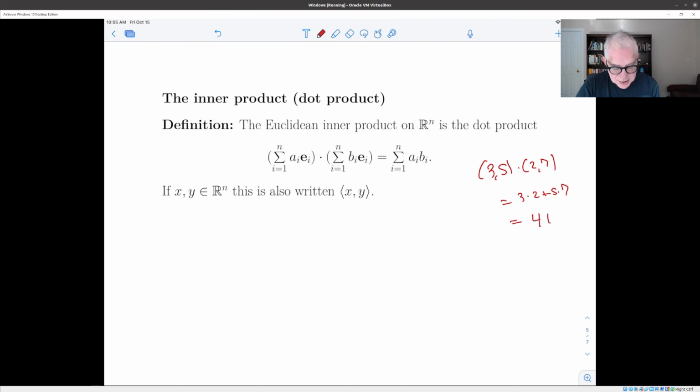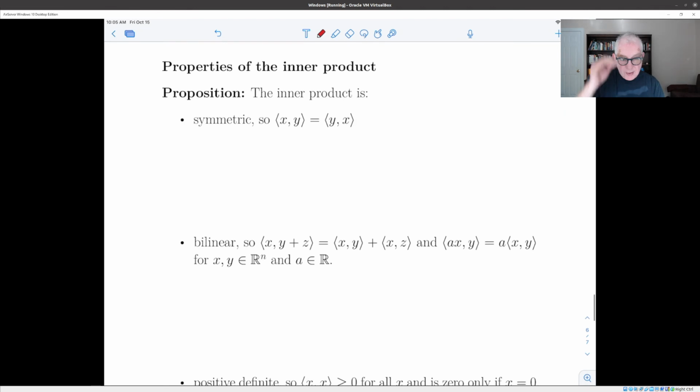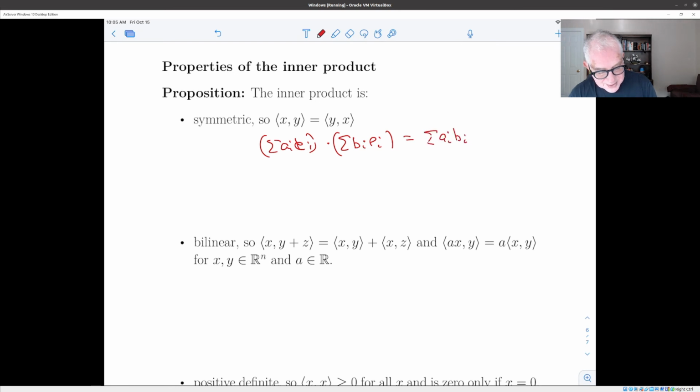And this is also sometimes written this way. It's just a different notation, but you'll sometimes see both. So the dot product has a lot of properties, and I'm going to summarize them here. First of all, it's symmetric, or put another way, it's commutative, right? That's just because if you take the sum of a_i e_i and dot it with the sum of b_i e_i, which is the sum of a_i b_i, it's pretty clear that it doesn't matter. If you reverse these, you would have the sum of b_i a_i, and that would be the same.